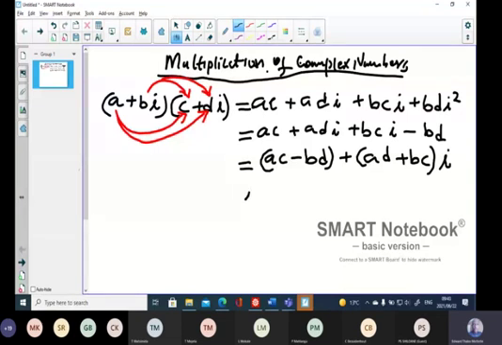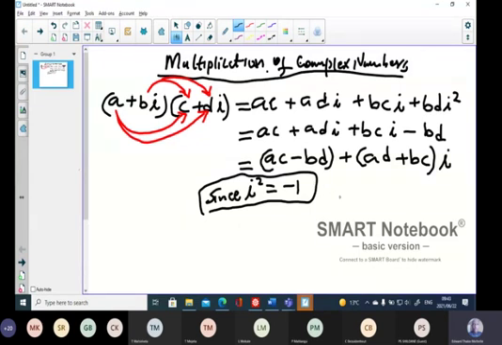Since we know that i squared is equal to minus 1, this explains the concept why I have put minus 1 there. Since i squared is equal to minus 1, this is basically the multiplication.